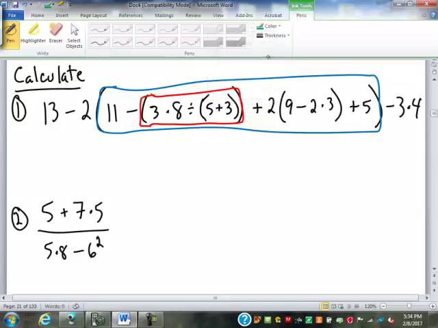Inside there, we still look for enclosing symbols, or more parentheses. That one right there. So our first step when dealing with these problems is always enclosing symbols, our first order level of priority.